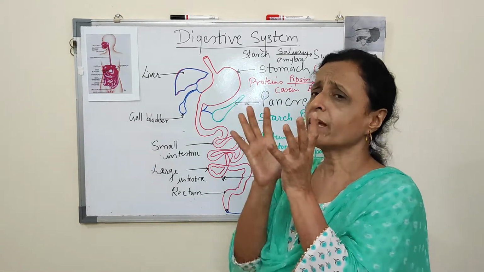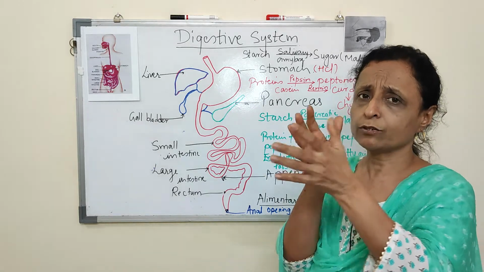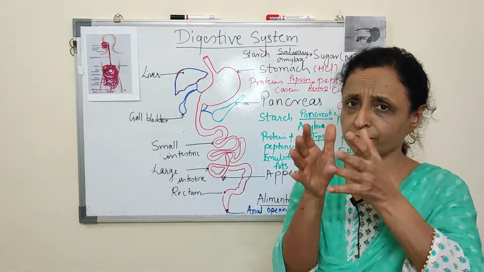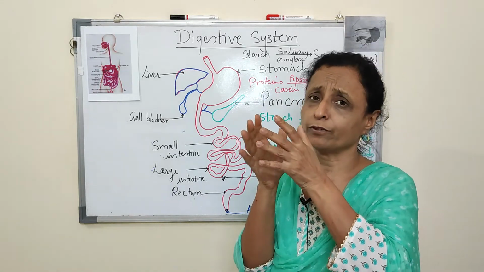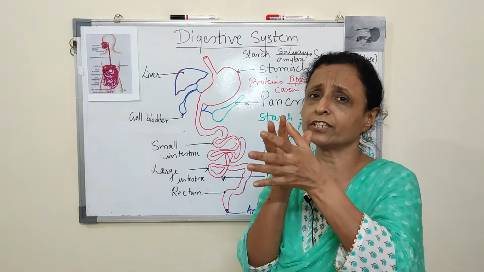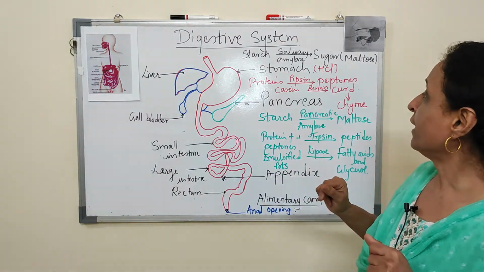The stomach is a big bag. It churns, one, two, like a washing machine. It churns the food continuously. Here more mechanical churning takes place, but a few chemical reactions also take place.